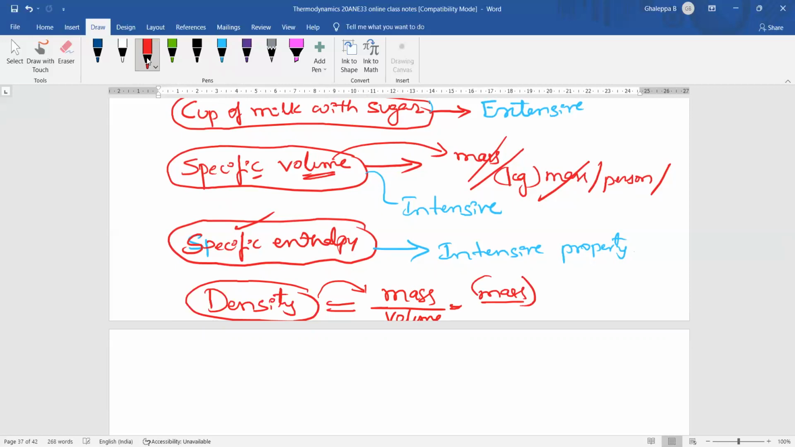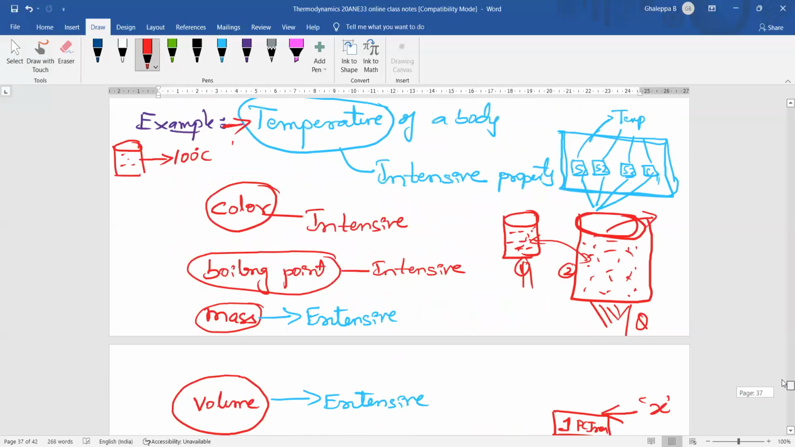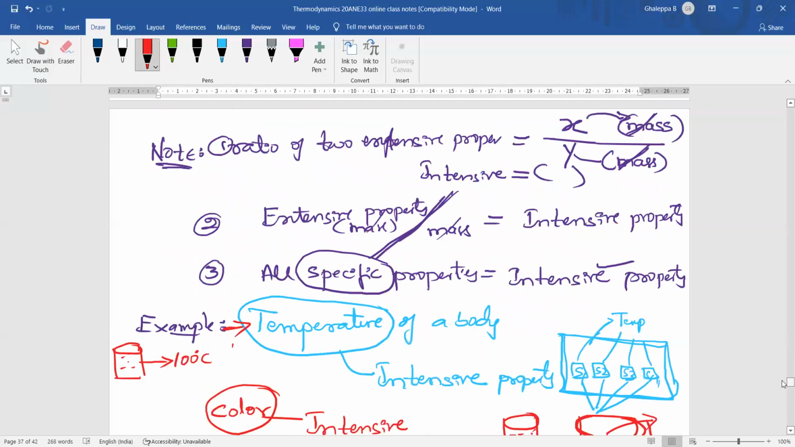Mass is an extensive property, and volume is also an extensive property. So both get cancelled and it becomes intensive. So note number 1, the hint I have given: the ratio of two extensive properties will lead to an intensive property.